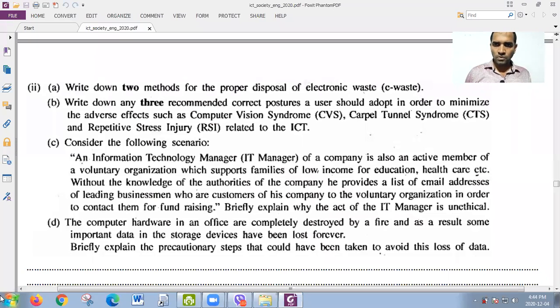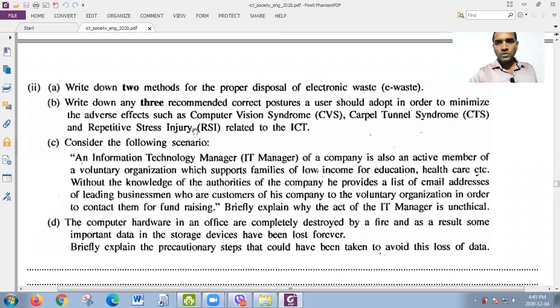See, in no place do they ask for 3 recommendations each for these 3 things, right? So better write 1 recommendation for each category. For CVS, write 1 recommendation. For carpal tunnel syndrome, another, then another one. The question is not clear, but since it is 3, write 1 each. Okay, right. So you have to recommend good things.